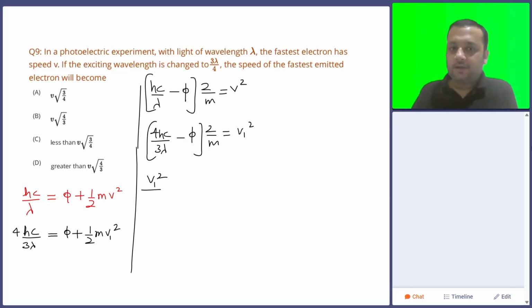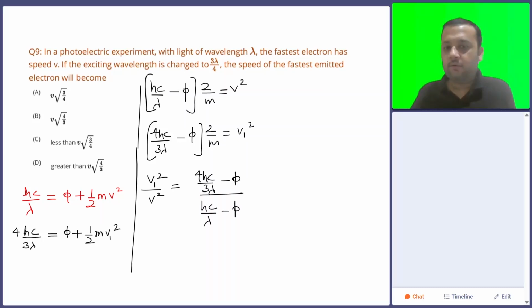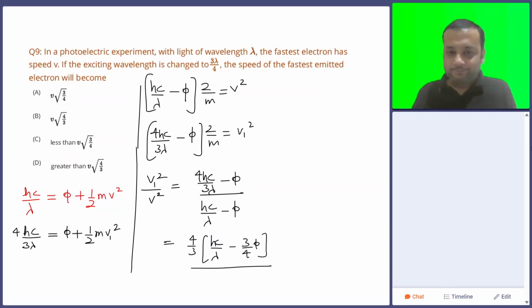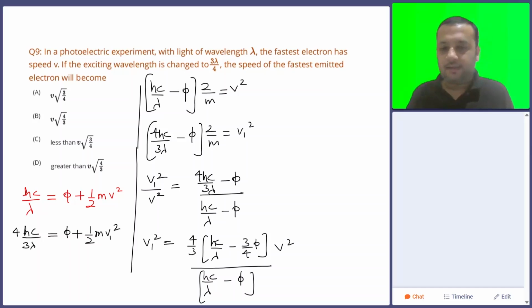Now, if you do v1 square by v square, this 2 by m will get cancelled out, and we will get (4 hc by 3 lambda minus phi) divided by (hc by lambda minus phi). If I take 4 by 3 common outside, we will be left with (hc by lambda minus 3 by 4 phi) divided by (hc by lambda minus phi), correct? And this is the value of v1 square by v square, right?